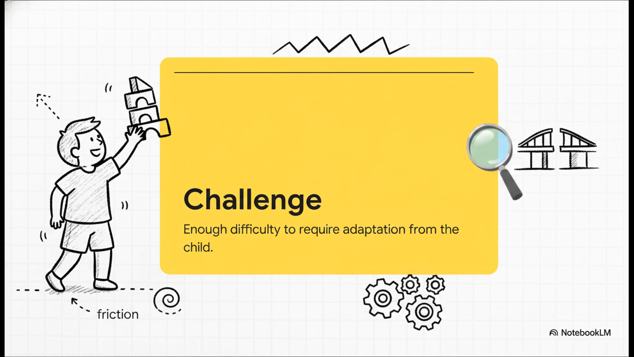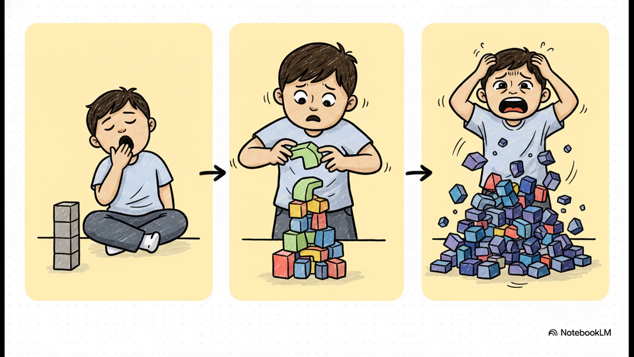Challenge simply means introducing enough difficulty to require some sort of adaptation from the child. Remember, children do not grow by repeating stuff that's already completely effortless for them. They grow when a task slightly exceeds their current comfort zone and introduces a little bit of friction. A child reaching, missing, adjusting their grip, and trying again, that is challenge in action. But it's all about finding that sweet spot. If it's too easy, there's zero adaptation. If it's too hard, the child just completely shuts down. We are looking for that just right Goldilocks zone.